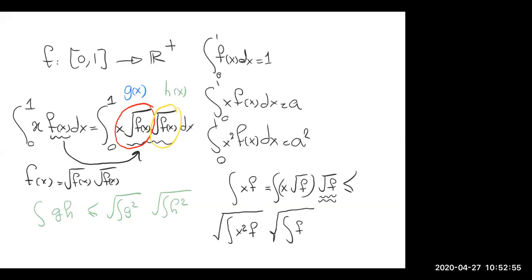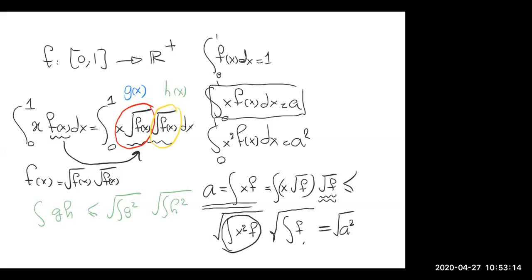On the other hand, in the assumptions, we have the integral of x times f equals a. This assumption says this integral equals a. And the integral of x squared times f is a squared. So it would be the square root of a squared. And the integral of f is 1. So it's just 1. And the square root of a squared is a. As we can see, a should be less or equal than a, which is equal. So we have the equality.